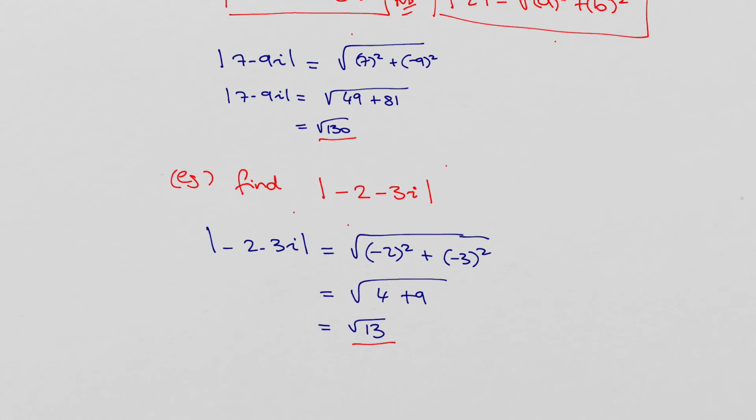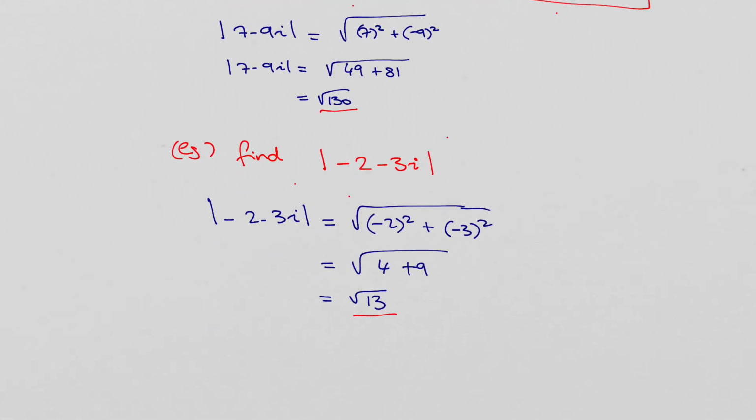So if I get the modulus of minus 2 minus 3i, then this would be the square root of minus 2 squared plus the square of minus 3. And that, of course, gives us the square root of 13.